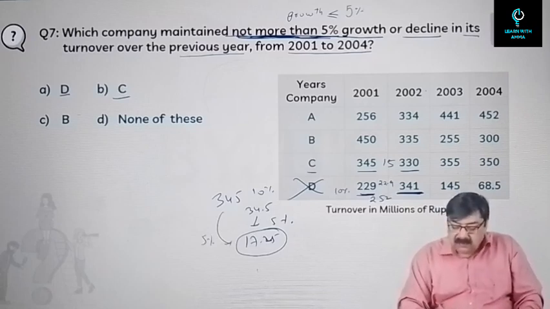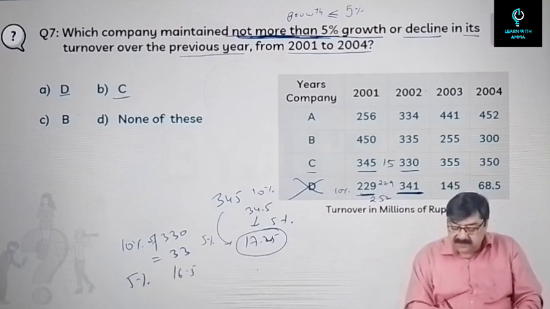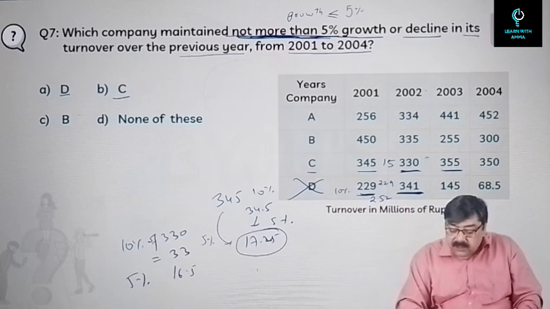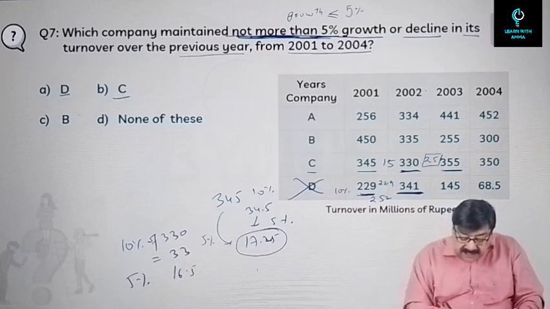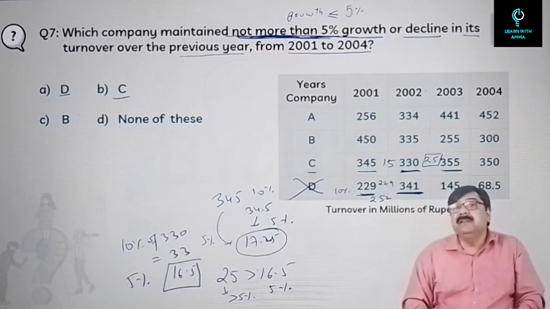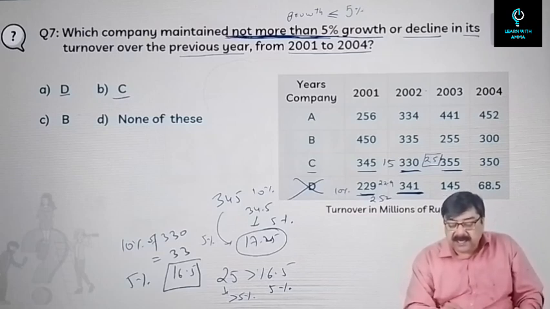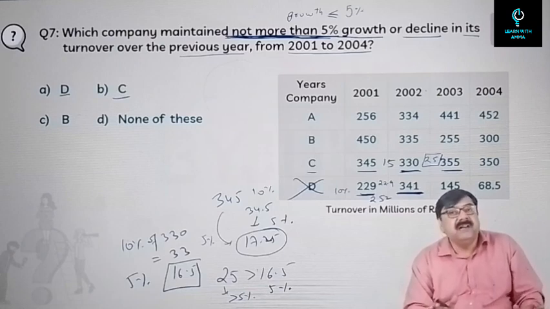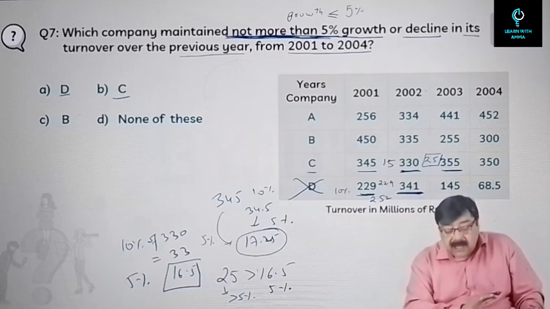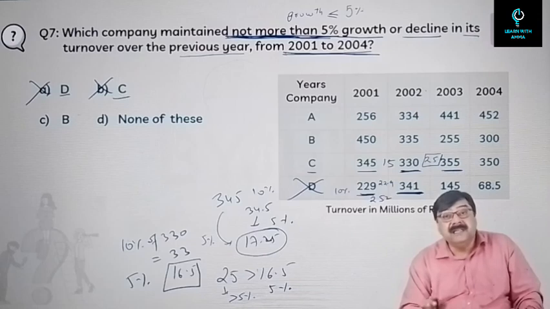All right. Now, how much will be 5% of 330? Well, 10% of 330 we know is 33. So 5% is going to be half of this. That is 16.5. Difference between 330 and 355 is of 25. Now this 25 is greater than 16.5. And 16.5 is 5%. So this 25 has to be more than 5% of 330. So it clearly means that here the growth has been more than 5%, whereas we want a company which has maintained not more than 5% growth or decline over the previous year for the complete period 2001 to 2004. So even choice B cannot be the answer. That is, company C cannot be the answer.